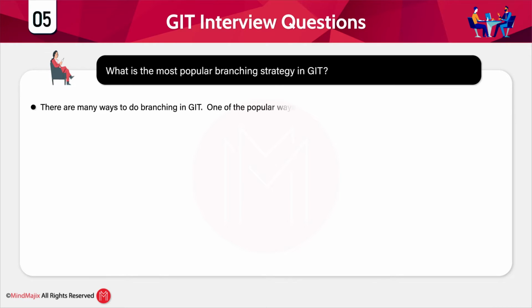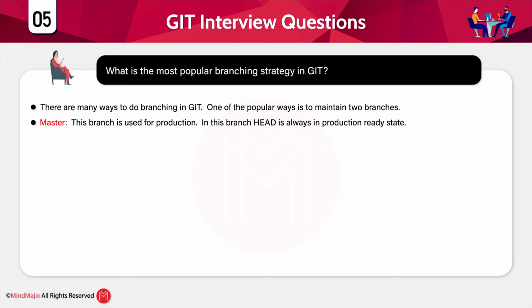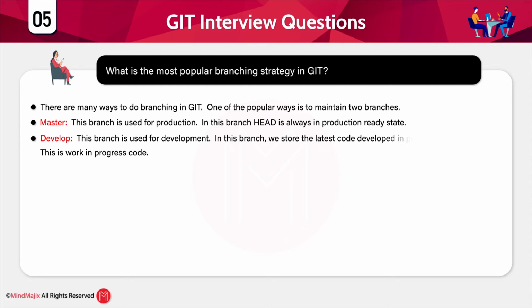What is the most popular branching strategy in Git? There are many ways to do branching in Git. One of the popular ways is to maintain two branches. The master branch is used for what? Production. In this branch, HEAD is always in a production ready state. Now the develop branch is used for what? Development. In this branch, we store the latest code developed in the project. This is work in progress code.